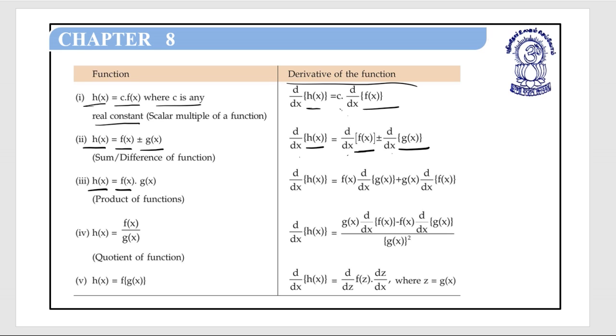h(x) is equal to f(x) times g(x), the product of functions. So d/dx of h(x) is equal to f(x) as it is, times d/dx of g(x), plus g(x) as it is, times d/dx of f(x). h(x) is equal to f(x) by g(x). d/dx of h(x) is equal to g(x) d/dx of f(x) minus f(x) d/dx of g(x), upon g(x) whole square.